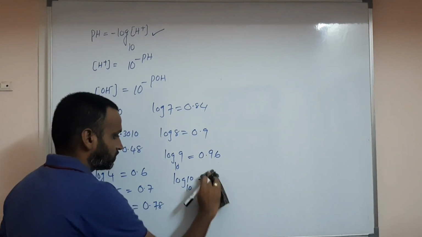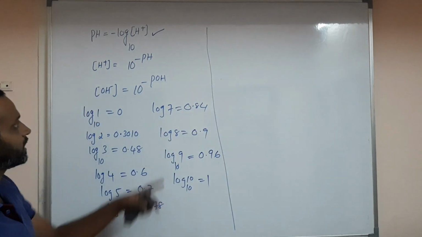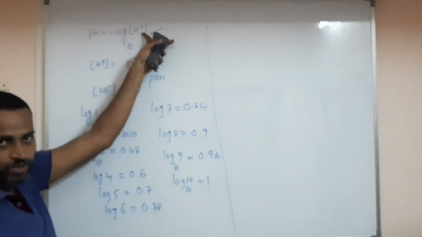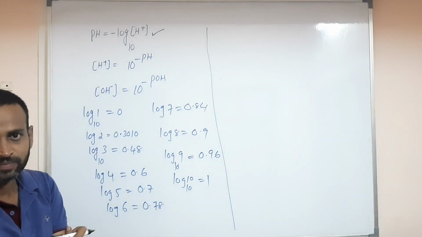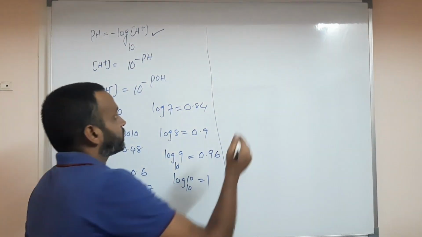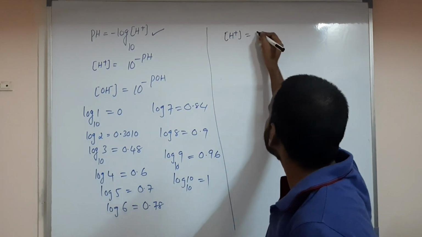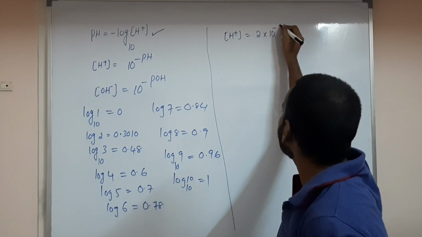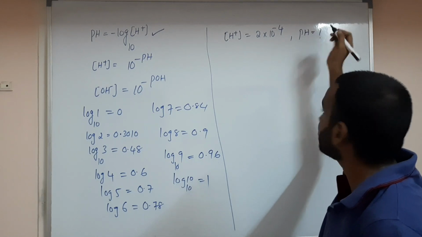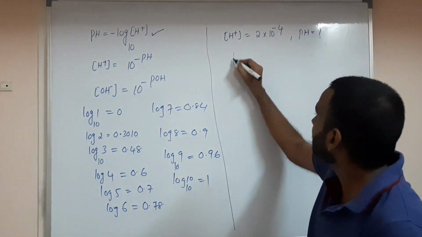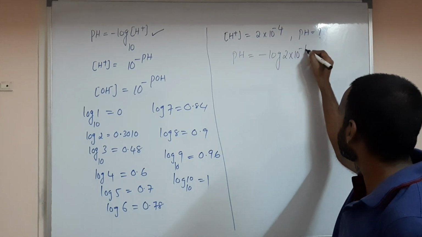Sorry, 1. Why are we giving these values? Because if you know this, when they give the concentration of H plus, they will ask pH. So if you know these values, you can find pH, right? Suppose the concentration of H plus is 2 into 10 power minus 4. Then what is the pH if they ask? Remember, pH equals minus log 2 into 10 power minus 4.